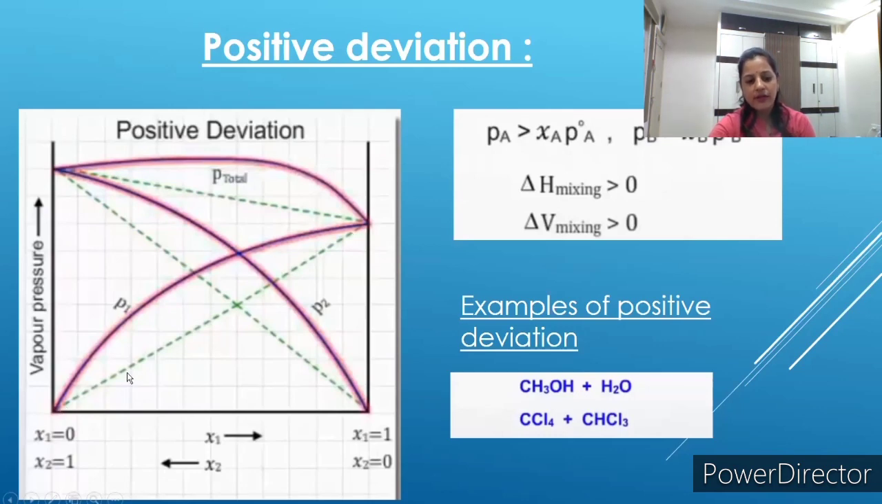The ideal solution is expected to behave like this, but since this solution gives a higher value of vapor pressure, P1 is higher than what is expected. Again, P2 is also higher than expected, and thus the total vapor pressure, since P1 and P2 both become higher, is also higher than expected. So such a type of deviation, where the P total value is greater than what is expected, is known as the positive deviation. Now let's see what negative deviation is.